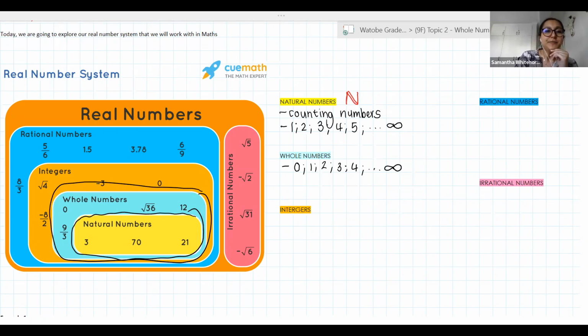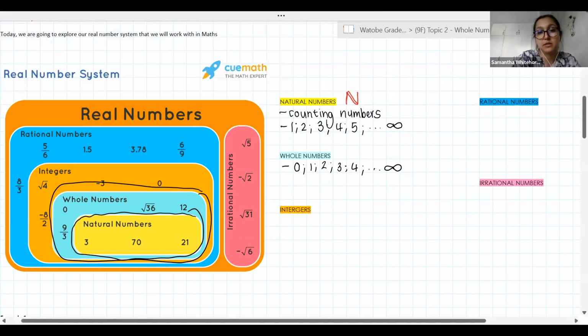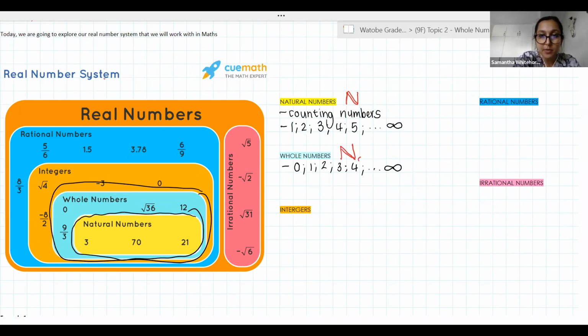Okay, so essentially it is your counting numbers as well as 0. Now again, we've got a symbol for this. It's nothing too groundbreaking because it's basically all of the natural numbers, it's an N, but then we put a little 0 at the bottom to show that we are including 0 in this case. So those are your whole numbers.